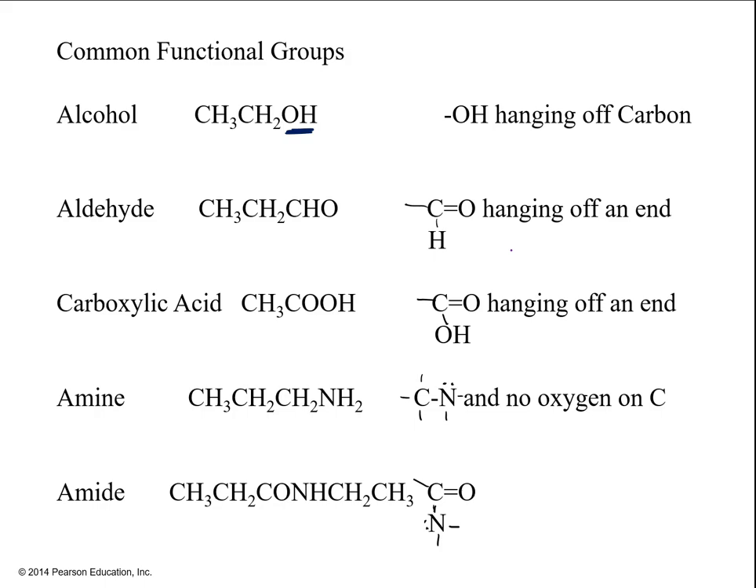The next 2 are the amines and the amides. So amines and amides, what makes them different? They have nitrogen. So the first one, the amine, has a nitrogen. There's no oxygen on any of the carbons around them, just the nitrogen. The last one, though, is the amide, and that one has that double bond oxygen.